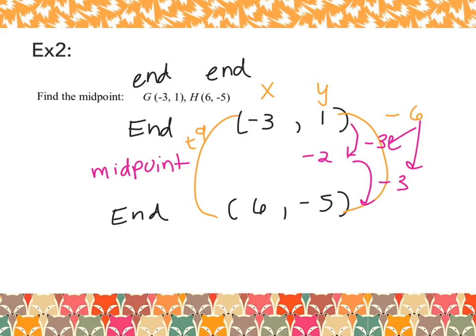Half of 9 is 4.5. So if I add that to negative 3, I'm going to use the decimal form. So if I add 4.5 to negative 3, I'm going to get positive 1.5.